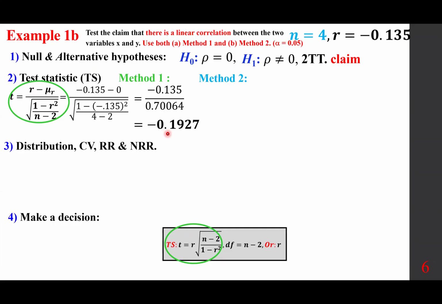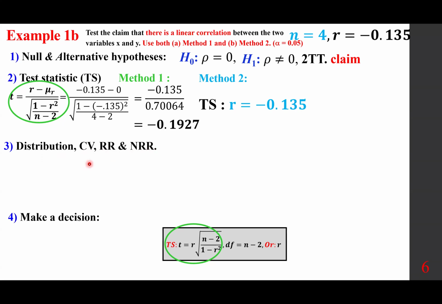But if we are going to go with the second method, which uses the Pearson correlation coefficient, R is the test statistic, and R is already calculated. The next one is distribution, CV, critical value, RR, rejection region, NRR, non-rejection region. That's what we get with the critical value.